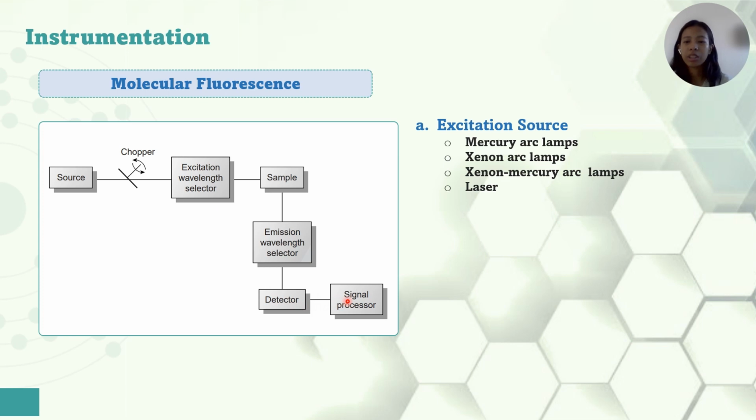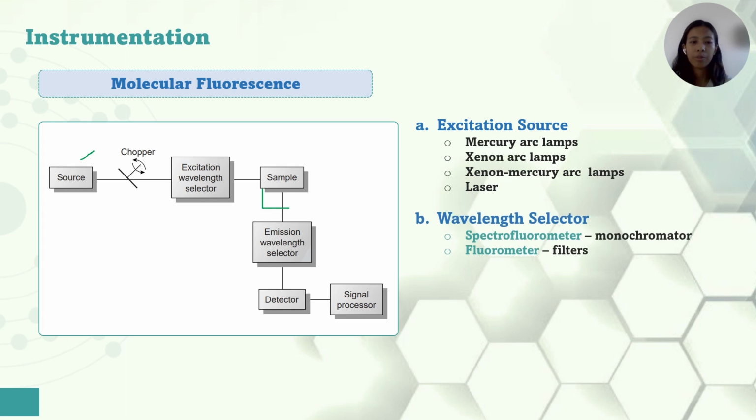As you can observe, the detector is 90 degrees from the optical path, which is designed to avoid light interference from the excitation source. Moreover, when both wavelength selectors are monochromators, the instrument is called a spectrofluorometer, while if filters are used for both wavelength selectors, then it is called a fluorometer.